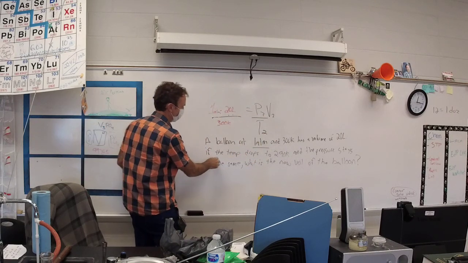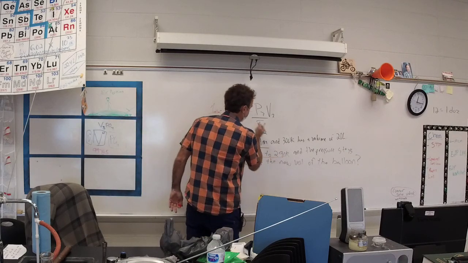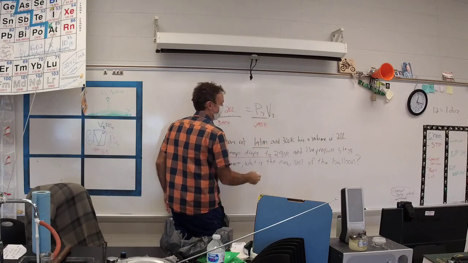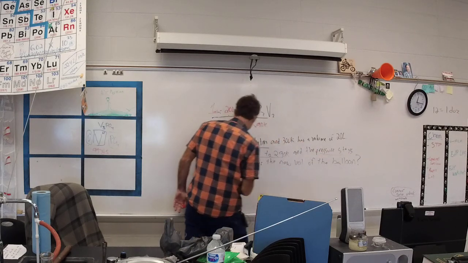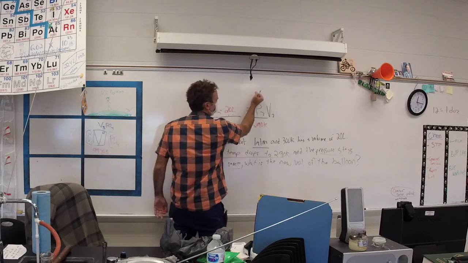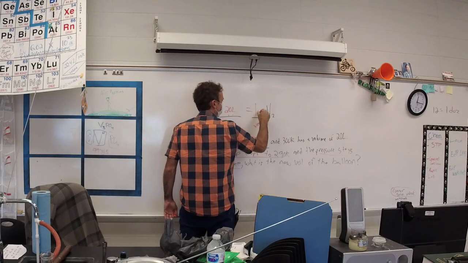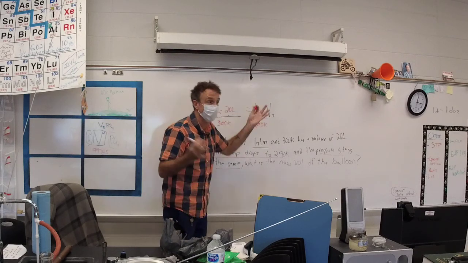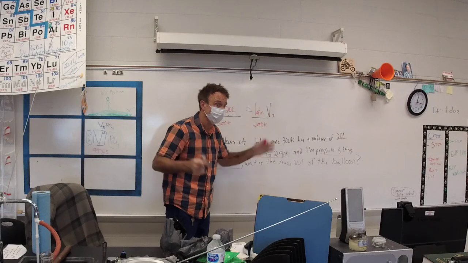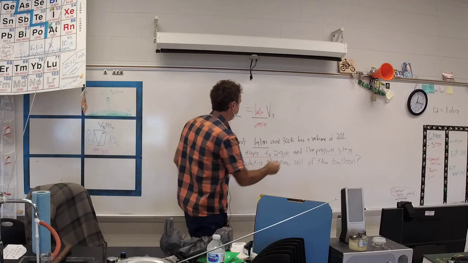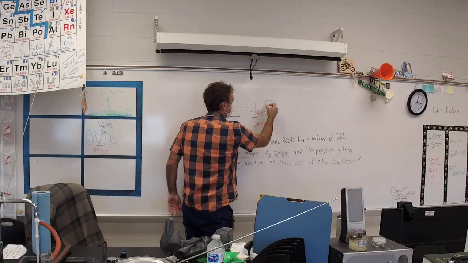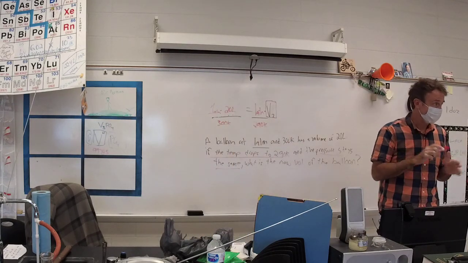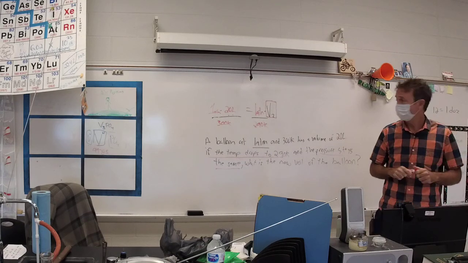All right? If the temperature drops to 290, so the new temperature is 290, and the pressure stays the same, so we can just put a 1 here again, right? Or we could just erase both of these numbers. Okay? What is the new volume? So we're solving for V2. Does that make sense? So very simply, how do you solve for V2?